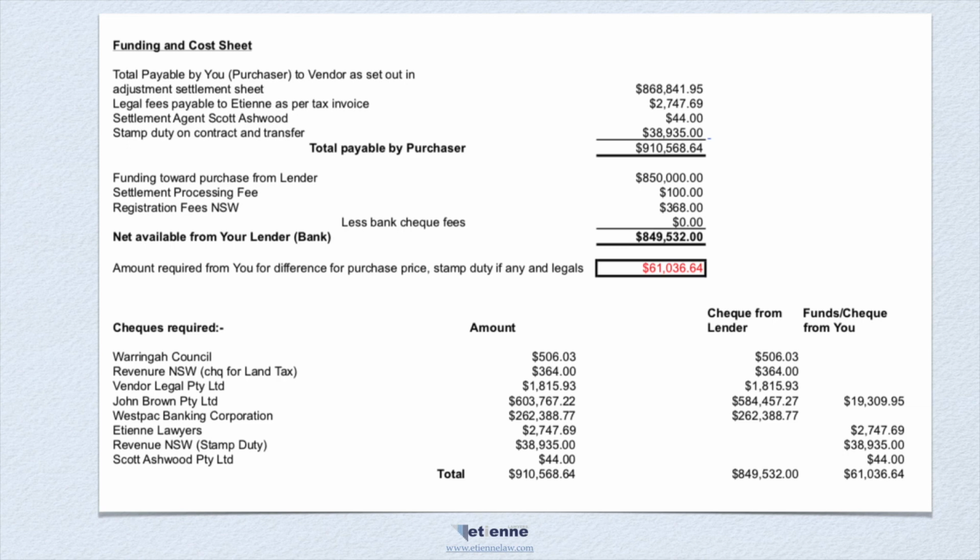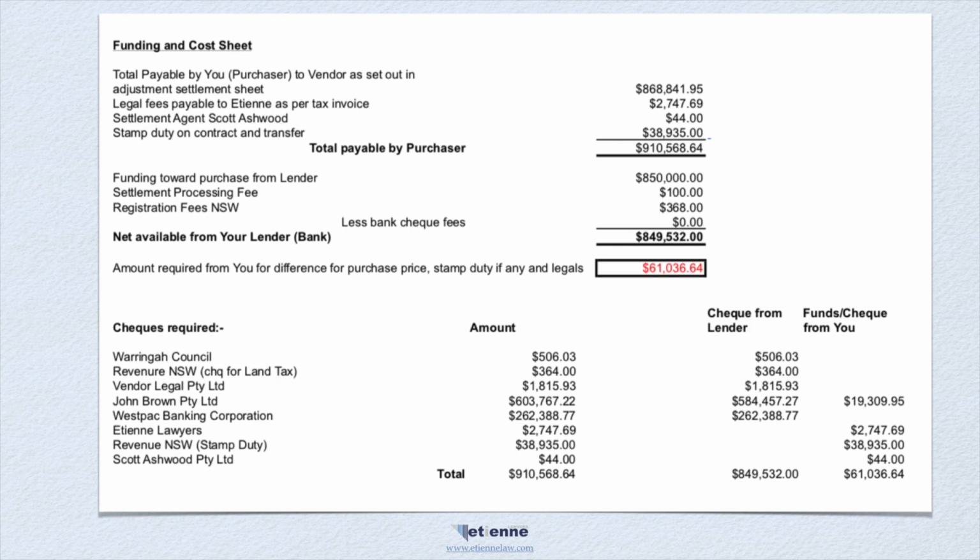John Brown Proprietary Limited apparently has no part to play in this transaction. John Brown Proprietary Limited is not the vendor or the vendor's lawyer. The reason for this apparent incorrect name is that you are to pay the balance of the purchase price, in this example $868,841.95, to the vendor as the vendor directs. The vendor has the right to direct you how they want their money.